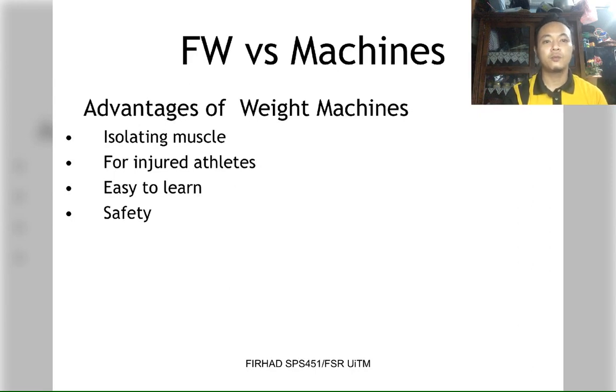Next is weight machine. Advantages of weight machine. First point is isolating muscle, which is to isolate your muscle and focus on the target muscle. Point number two is good for injured athlete. Number three is easy to learn. And the last one is safety, because the weight machine controls the ROM.